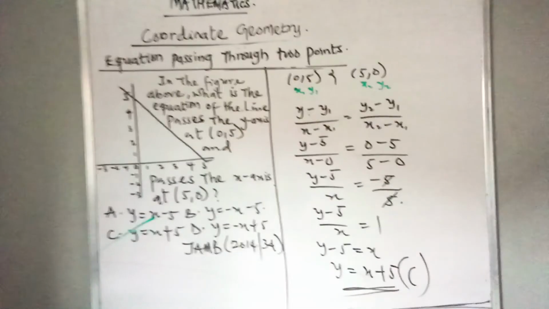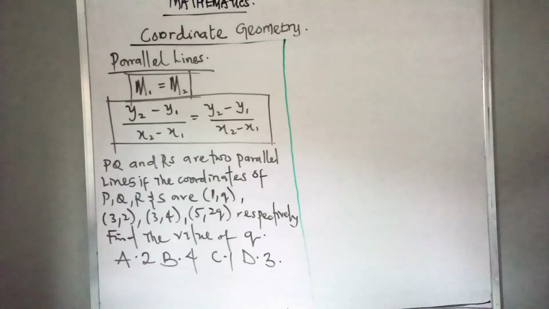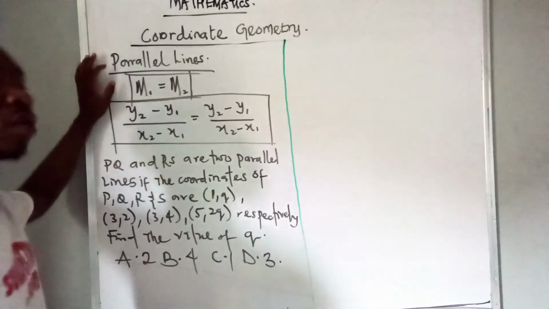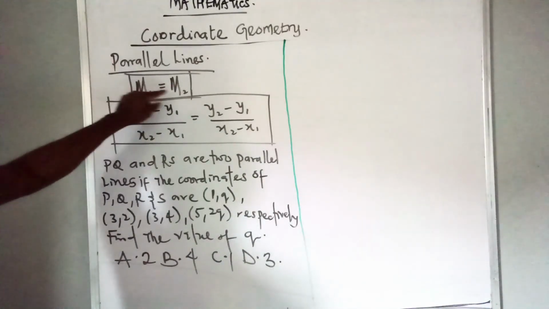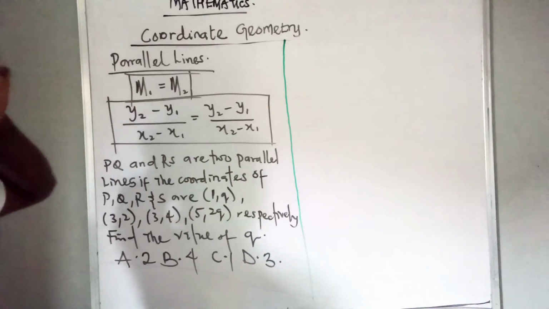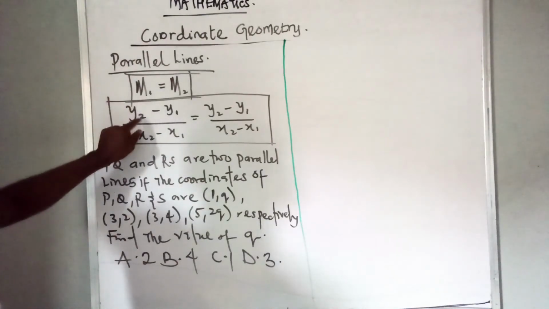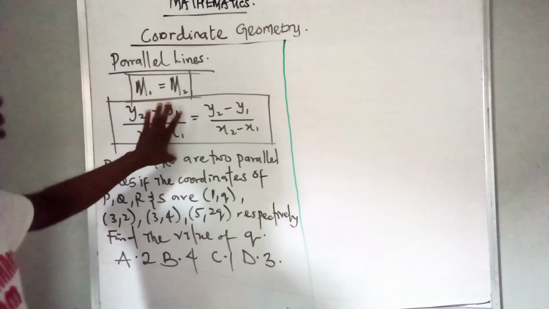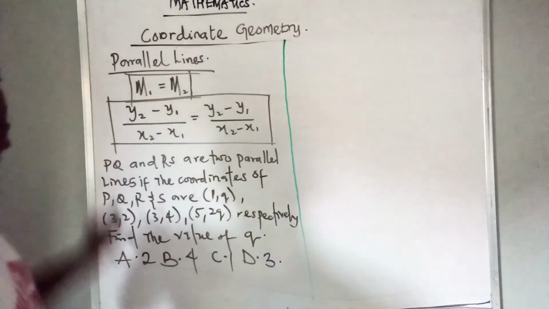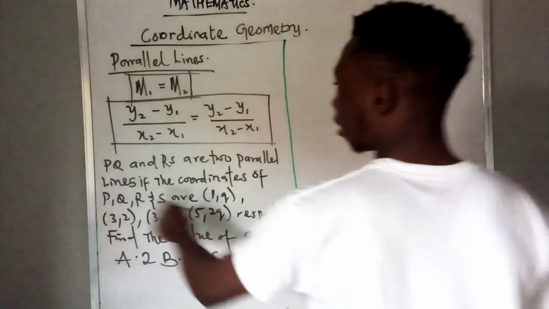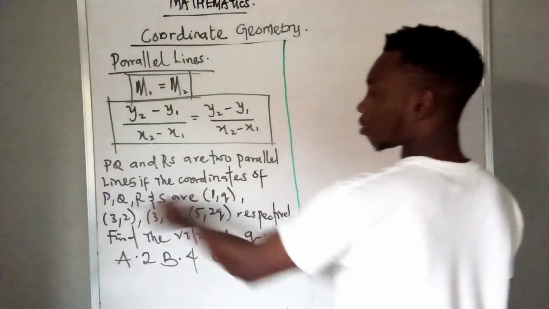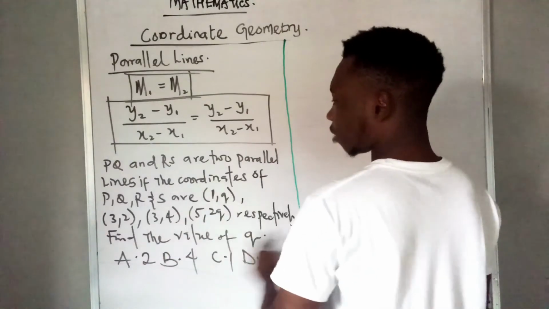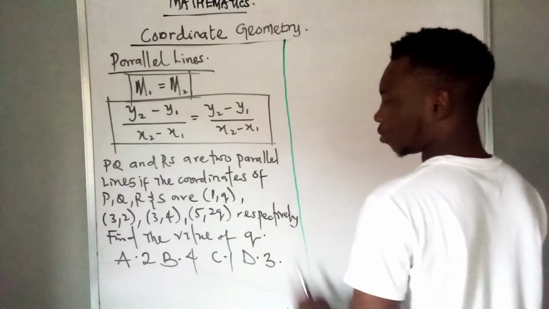Here, we're talking about parallel lines. So when two lines are parallel, then their m1 is equal to their m2, which are their slopes; they are equal. Now we have the slope as y2 minus y1 over x2 minus x1, so the same thing, we find their slope. Now look at this: PQ and RS are two parallel lines. If the coordinates of P, Q, R, and S are this, and this, respectively, find the value of q.